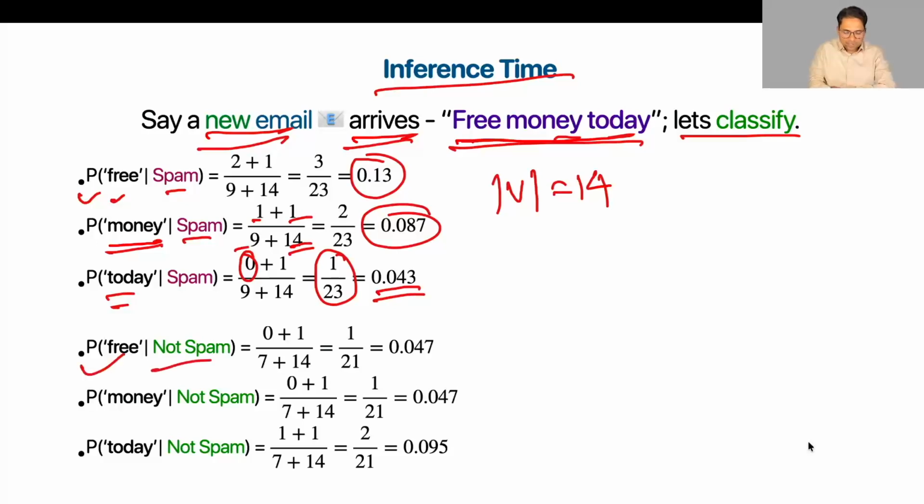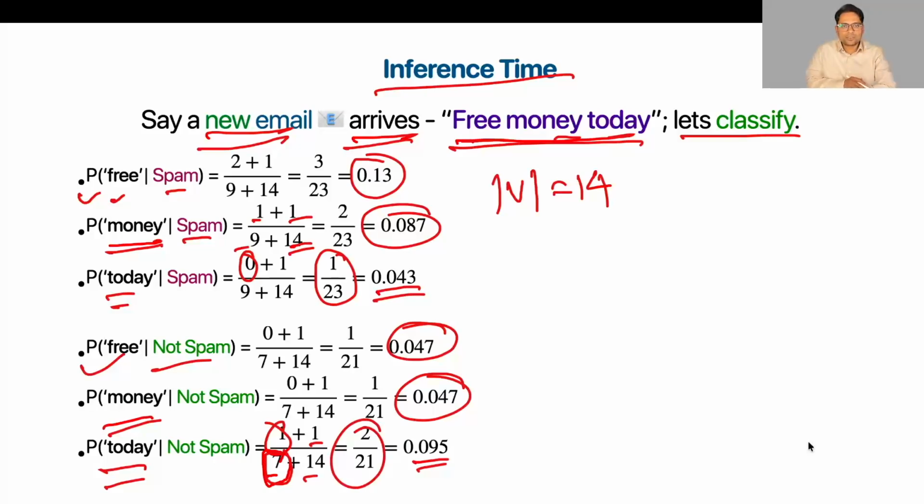Similarly for free in not spam, we have calculated 0.047. Money also is not there, so this will also be 0.047. Today we have seen once in the not spam email. So 1 plus 1 by 7, the total number of words in not spam email, plus 14. So 2 by 21, that is 0.095. So this is each probability that we have calculated.